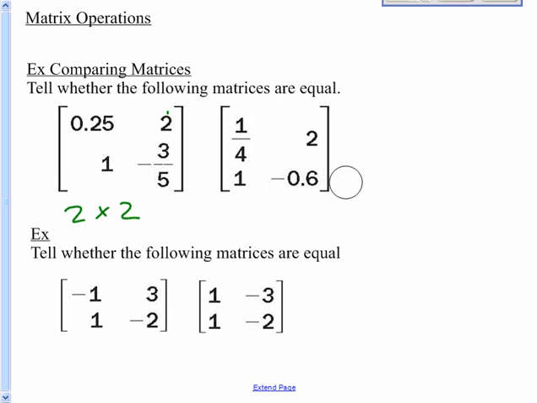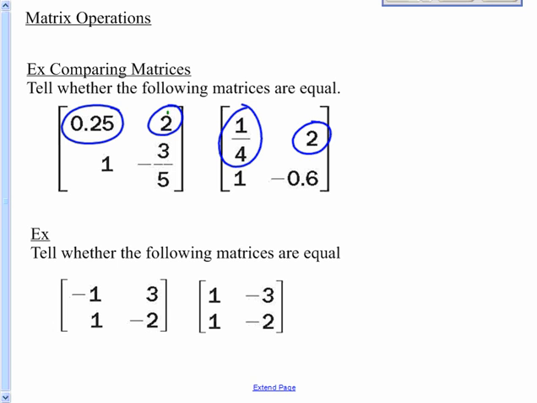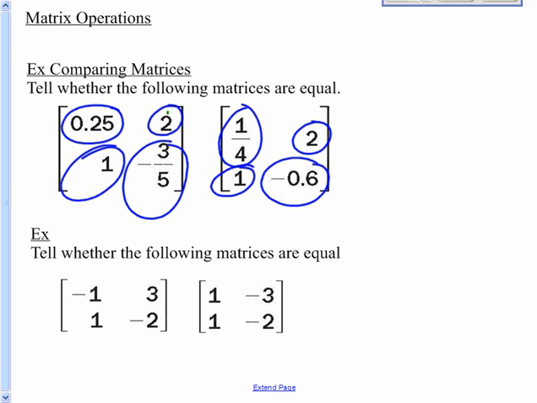Now we just have to see if the entries are the same. First row, first column, 0.25. Is that the same thing as 1/4? Yes, it is. First row, second column, 2, 2. They're the same. Look at the 1 and compare it to the second row, first column, 1. And finally, -3/5. Is that the same thing as -0.6? Sure, -0.6 is -6/10 or -3/5. So yes, they are equal, so I put a little equal sign between those two.